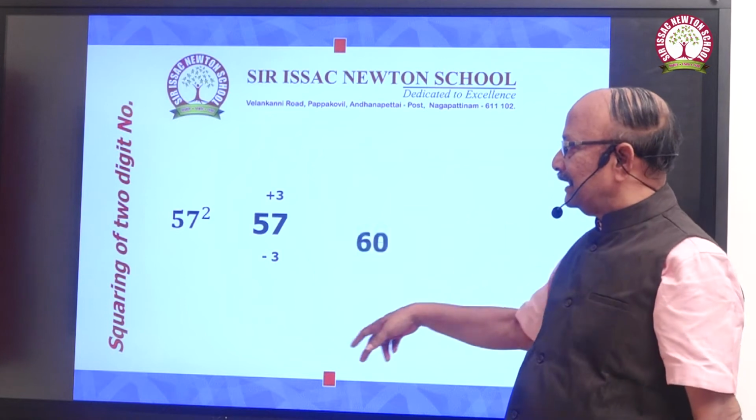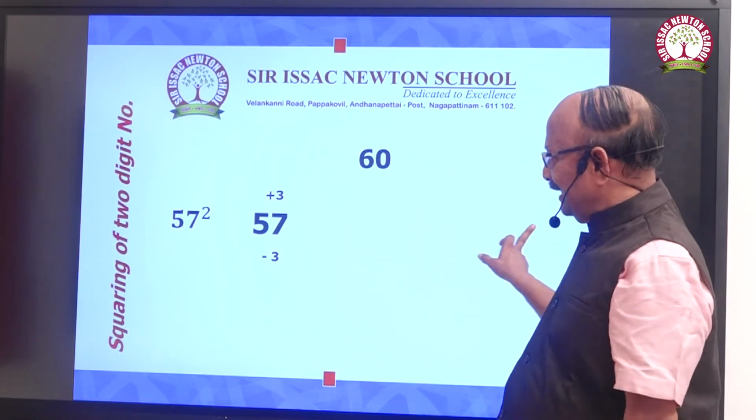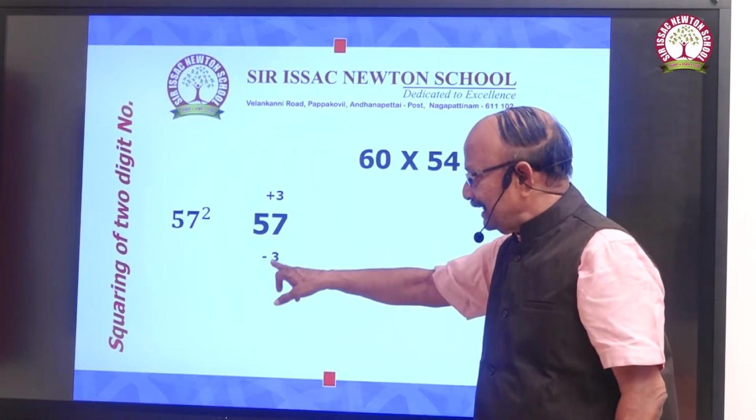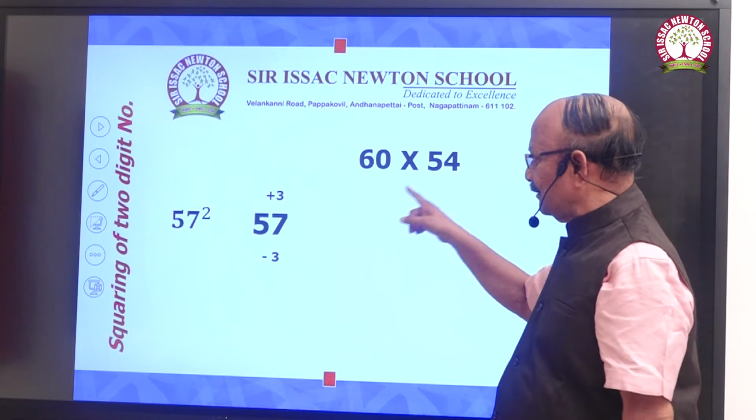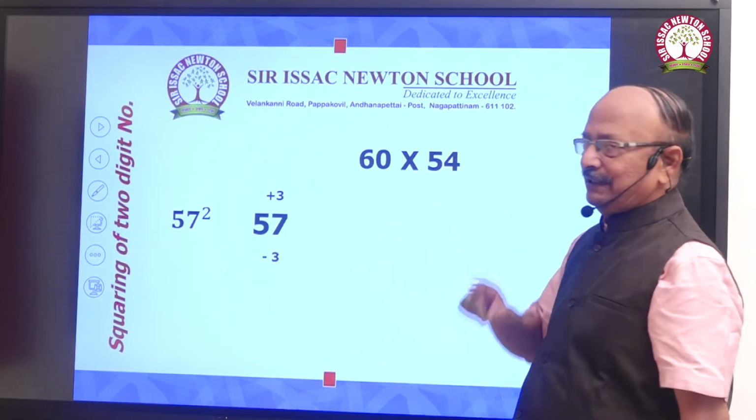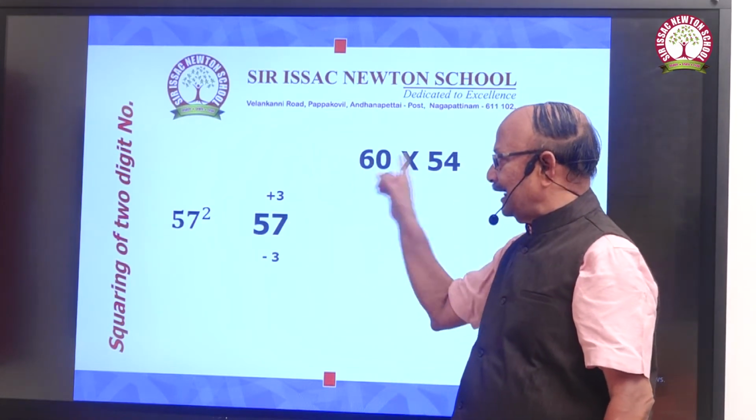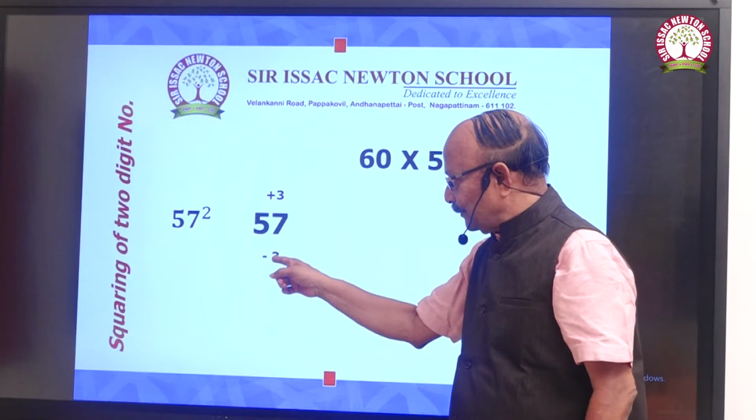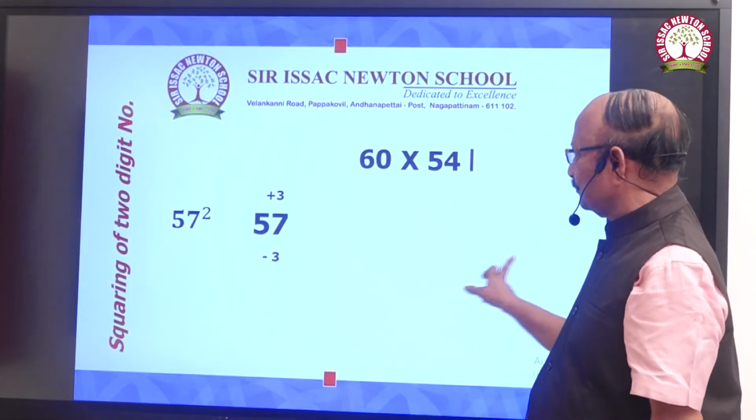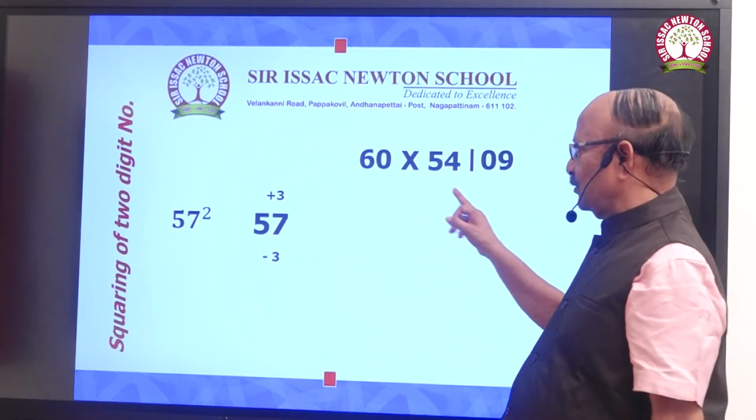In this case, when I take 60, I have to write the 60, then I have to write the value less by 3, that is 57 minus 3. I add 57 with the 3 and write this, and I subtract 3 from 57 and write here. Of course, the square of 3 I have to take, which will be 09.